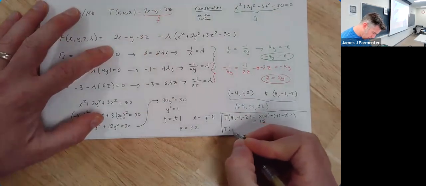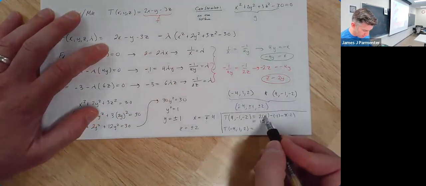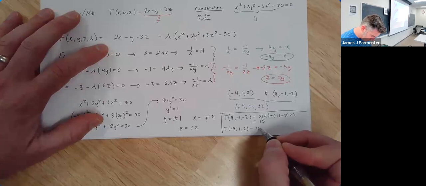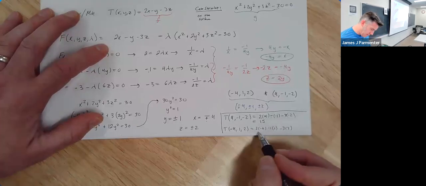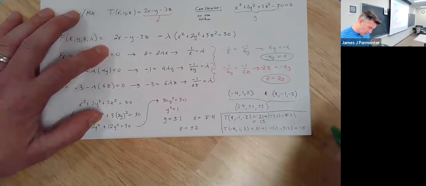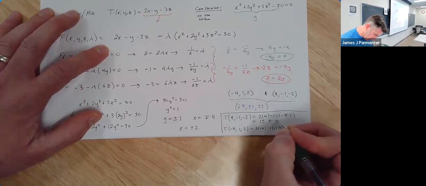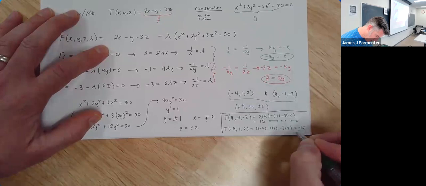And the other temperature at negative 4, positive 1, positive 2 is going to be the opposite sign, right? It's going to be 2 times negative 4 minus 1 times 1 minus 3 times 2, which is going to be negative 8 minus 1 minus 6, which is negative 15. So here is our maximum temperature. And here is our minimum temperature.